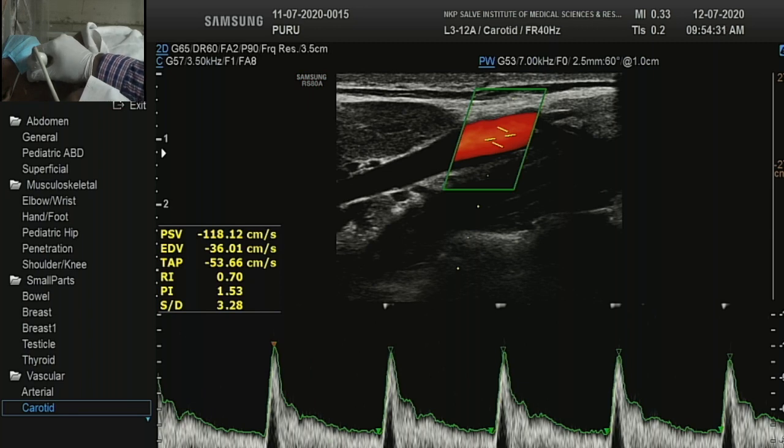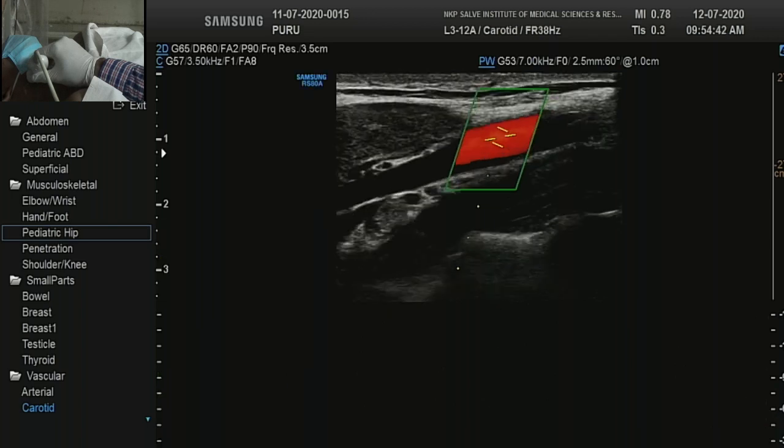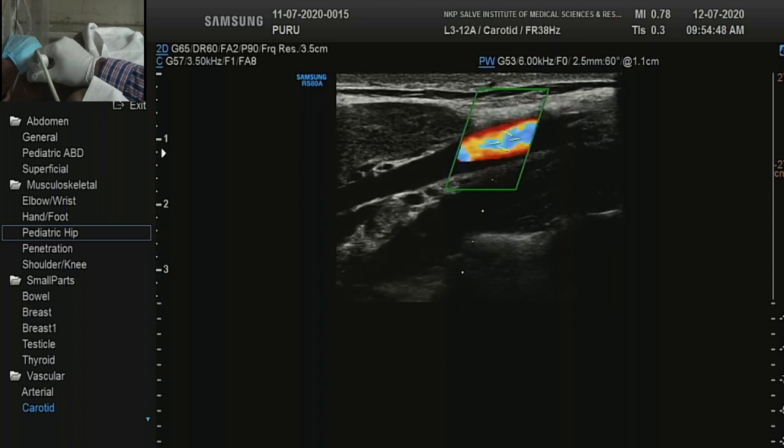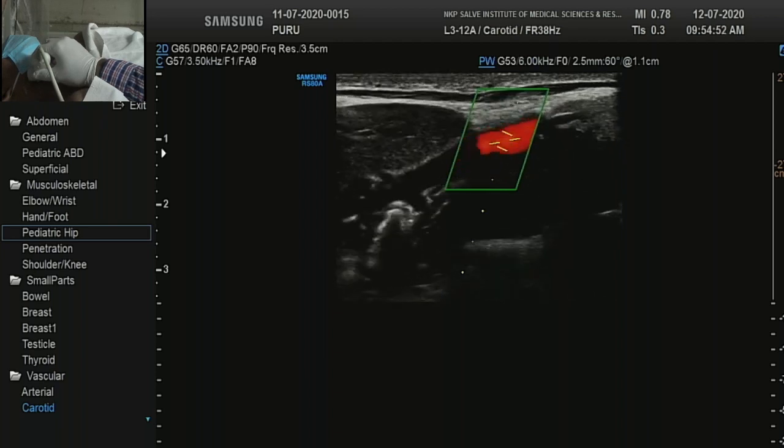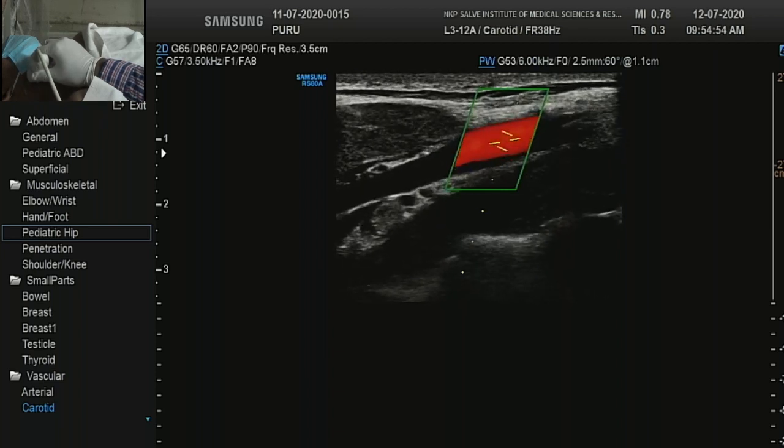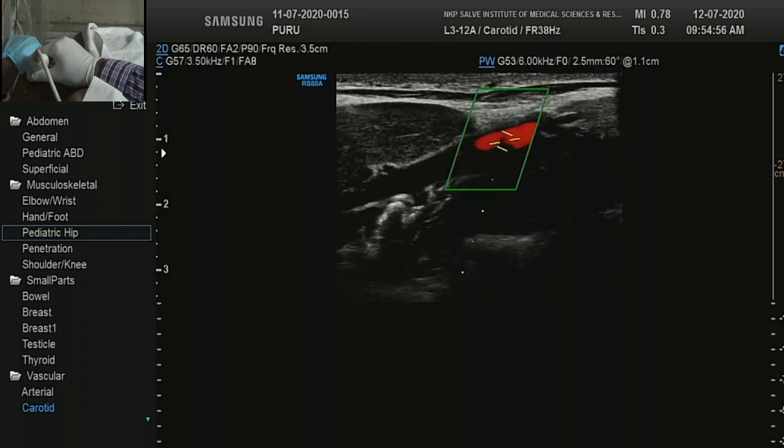He is a young patient. You can see the peak systolic velocity is 118, that is average calculated here. End diastolic is 36 centimeter per second. So for this patient this is normal. So the velocity assessment, before putting calculation, before putting measurements of the velocities, you must ensure that all technical parameters you have made it very clear.